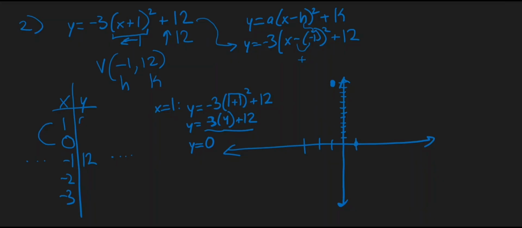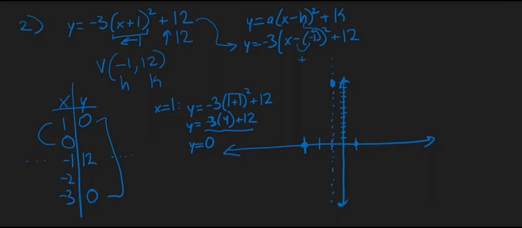And this point would reflect over the axis of symmetry, which let's put it down here. So if (1, 0) is a point, then so would (-3, 0) also be a point on the parabola based off of our axis of symmetry.